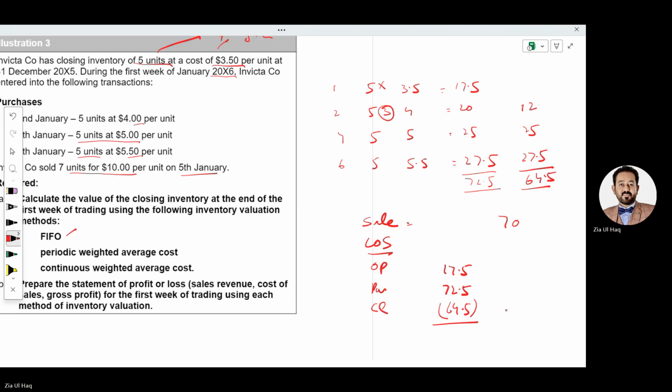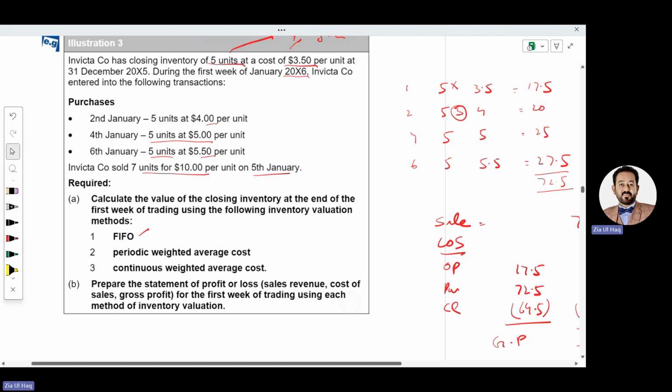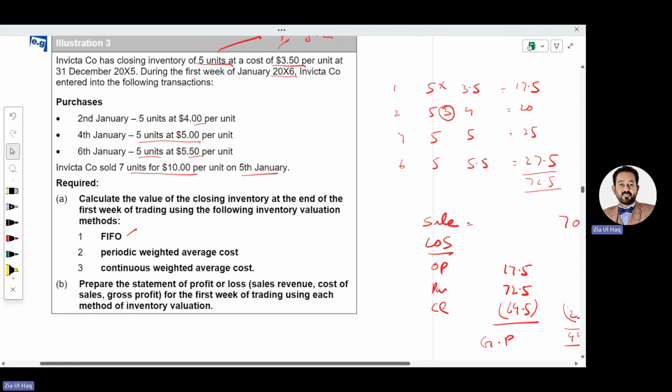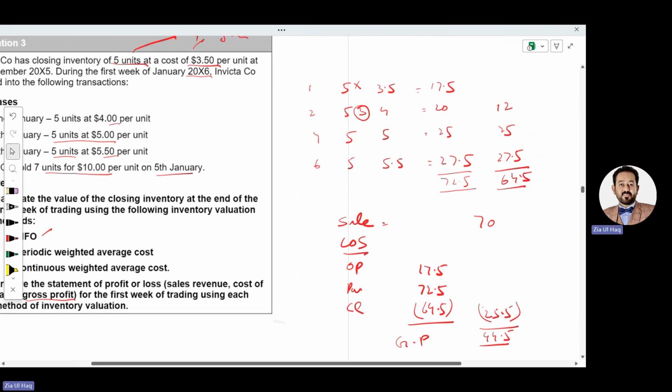What is the cost of sale figure? Just tell me cost of sale figure. 17.5 plus 72.5, 90, minus 64.5 is 25.5. If we deduct this, we will arrive at gross profit. What is that? 44.5. So we have solved requirement A using FIFO method, and requirement B, meaning we have calculated the gross profit figure. Is that fine?